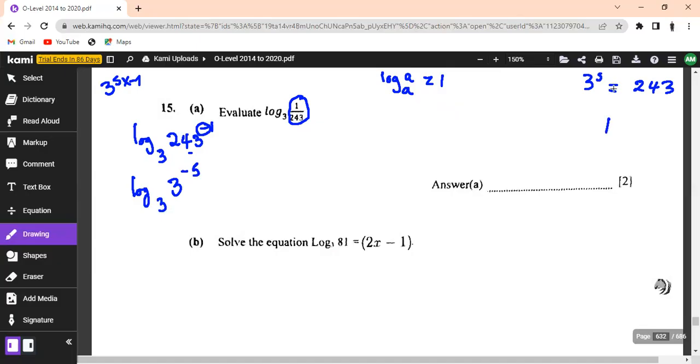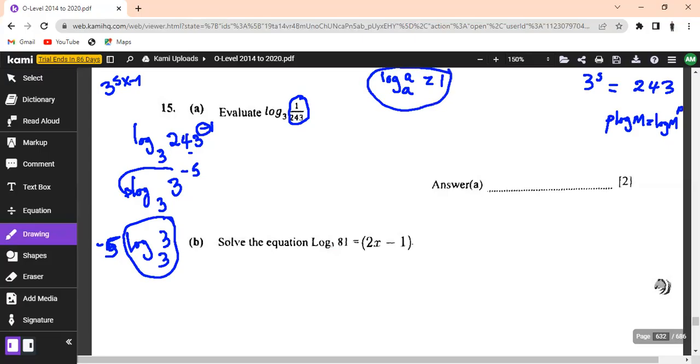And we know from this law, P log M is equivalent, I told you guys, to log M to the exponent of P. So we can drop this number here, which is minus 5. So it's going to be minus 5 times the logarithm of 3 in base 3. We are now back to that condition where we log A in base A, we say it is 1. So log 3 in base 3 is 1. So it's 1 times minus 5, which is minus 5. So your answer in this case is going to be a negative 5.